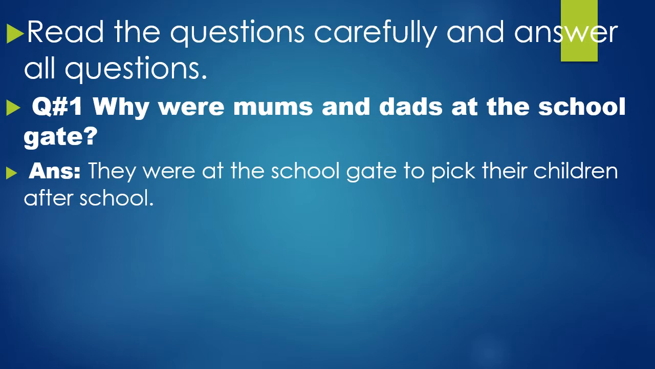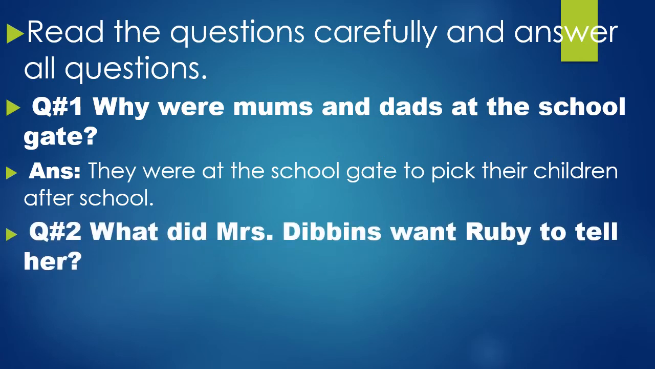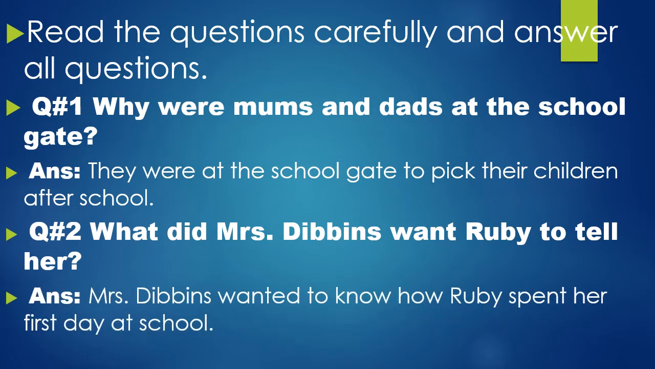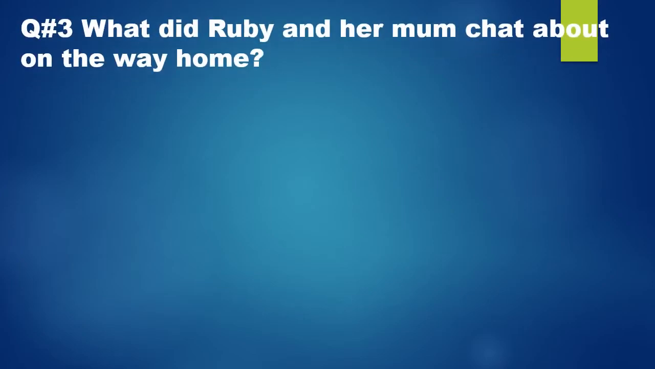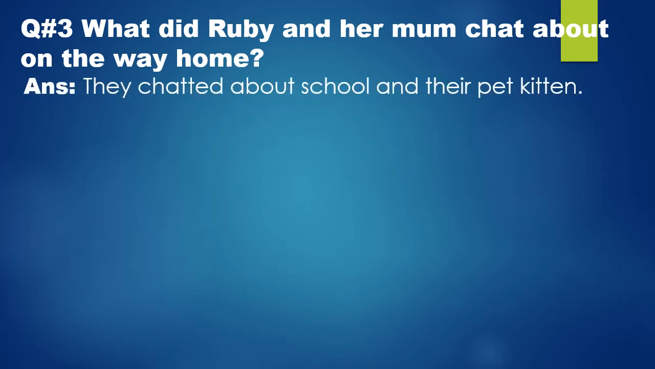Right? Next question that is in your book is, what did Mrs. Dibbins want Ruby to tell her? The answer for this question is, Mrs. Dibbins wanted to know how Ruby spent her first day at school. Next question in your book is, what did Ruby and her mum chat about on the way home? The answer for this question is, they chatted about school and their pet kitten.